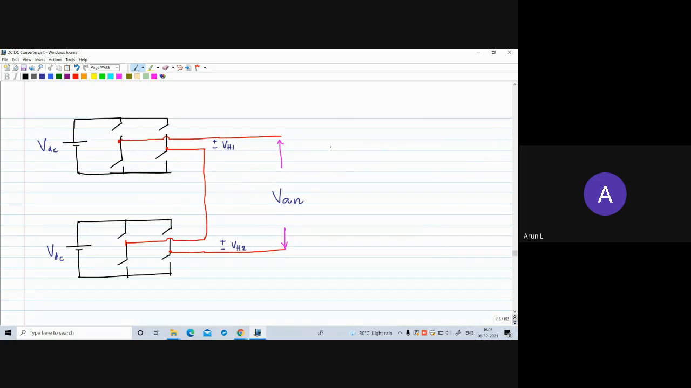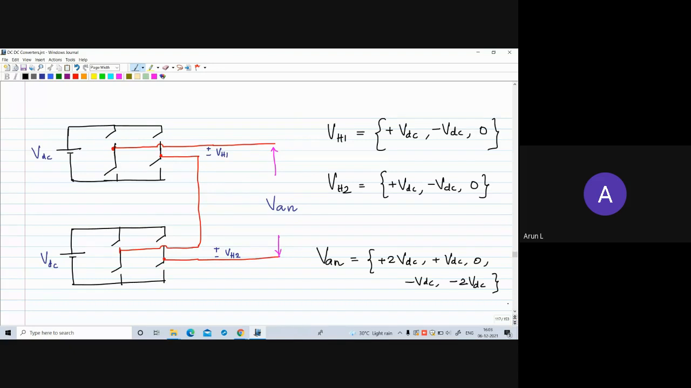So here I have shown a cascaded H-bridge with 2 cells. So what will be the output voltage of this? This VH1 is the output voltage of the first cell, and that can take three levels: plus VDC, minus VDC, zero. This we have already seen. Similarly, VH2 can also take three levels: VDC, minus VDC, zero. So overall, it can take five levels: plus 2 VDC, plus VDC, 0, minus VDC, minus 2 VDC. So now the levels have increased.